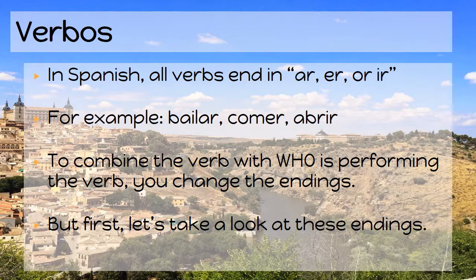So you have those three categories: AR verbs, ER verbs, and IR verbs. So an example for the second bullet point that I have for AR verbs is bailar. See how it ends in AR? That means to dance. Then our second verb I have listed there is comer, and that ends with an ER. That means to eat. And then we have abrir, which ends in IR, and that means to open. So we have bailar, comer, and abrir.